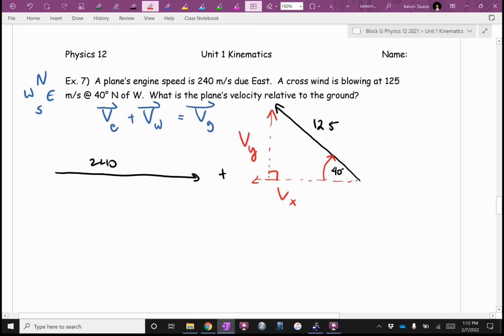Where my right angle is right there. Color. Kai, what do you want to find first, Vy or Vx? Don't care. Okay. Vy: opposite, adjacent, or hypotenuse? What about the 125? Which trig function?